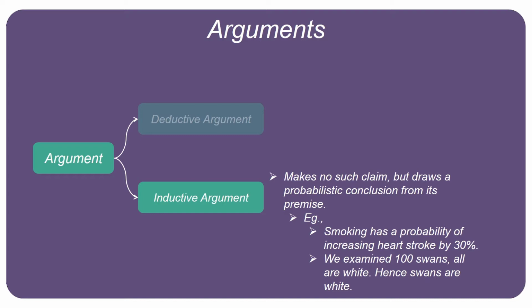Second example, somebody has examined 100 swans and therefore draws a conclusion that swans are white. So this is an inductive argument.